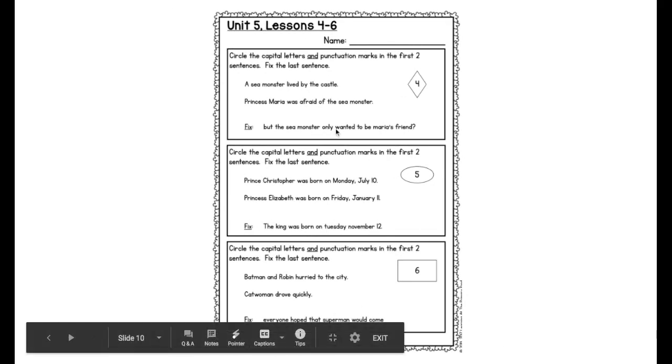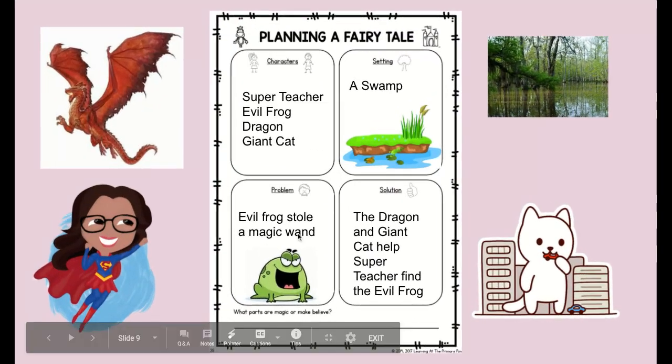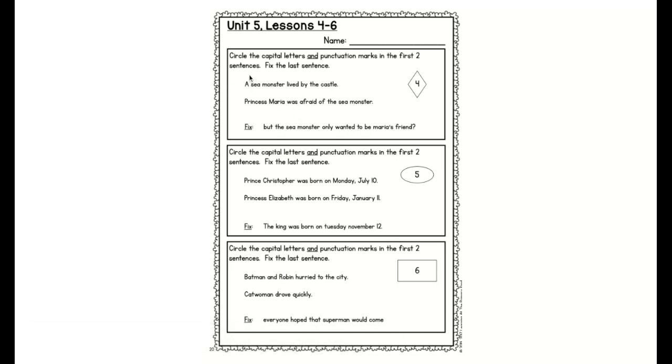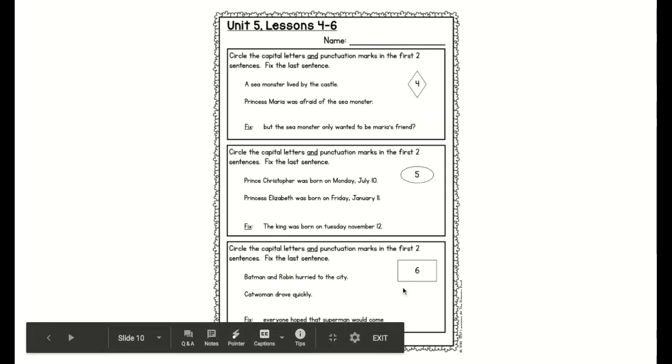And finally, you're going to complete also this grammar paper as your assignment as well. So you have two assignments. You're going to fill out this graphic organizer, and you're going to complete this one. And in this one, you're going to be doing the same things we've been doing for our sentences. You're going to circle or highlight the word that is capitalized and the punctuation mark that is used, and you're going to fix the last sentence. You're going to do it 1, 2, 3 times.